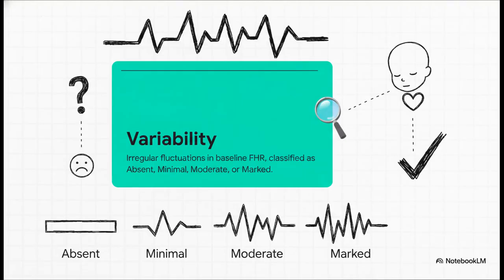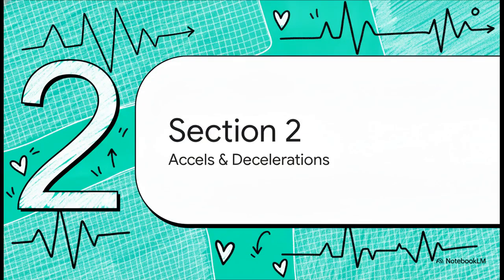But we can't just look at the baseline, right? We also have to look at variability, which is those irregular fluctuations in the heart rate. It ranges anywhere from absent, which honestly looks like a really concerning flat line, to minimal, moderate, and marked. The absolute crucial takeaway for you here is that moderate variability, meaning fluctuations of 6 to 25 beats per minute, is exactly what we want to see. It's your best friend. It tells us the fetal central nervous system is perfectly intact, well oxygenated, and definitely not experiencing acidosis. Moving right along to Section 2, Accelerations and Decelerations.